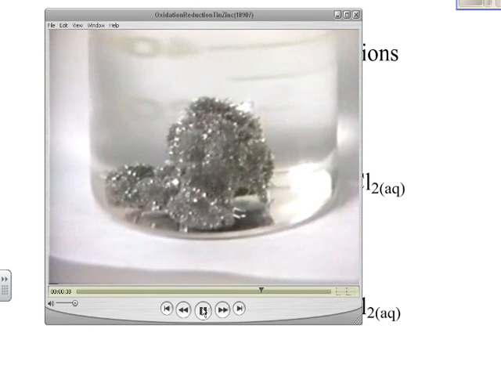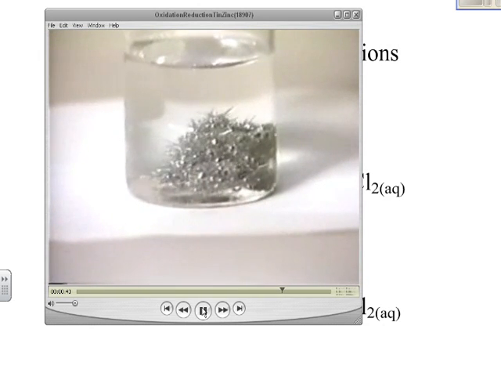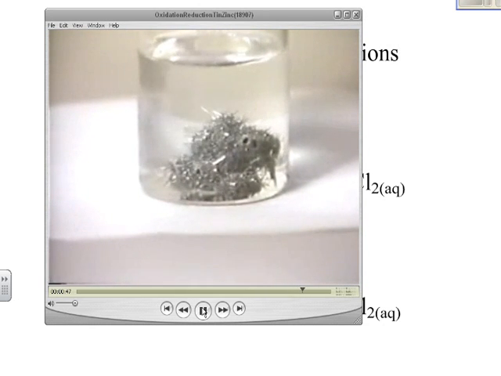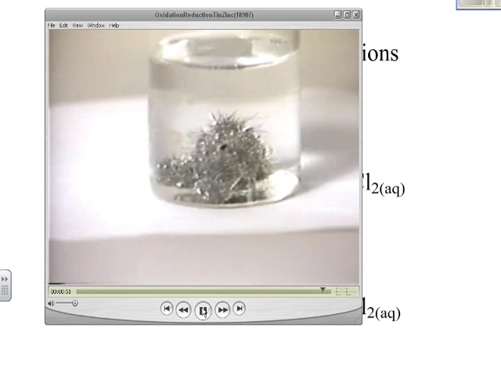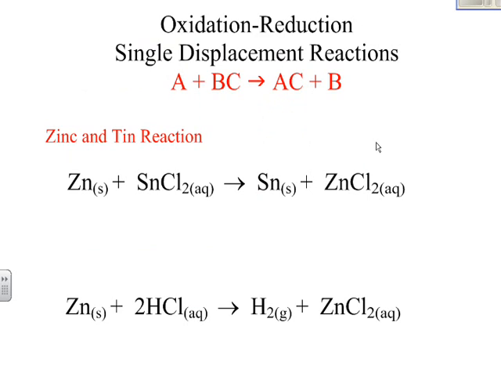You can start to see the nice shiny slivers of tin in there. After some time, the tin crystals grow out as needles from the surface of the zinc. These are pointed needles of tin on the surface of zinc. So it's a fairly interesting reaction.